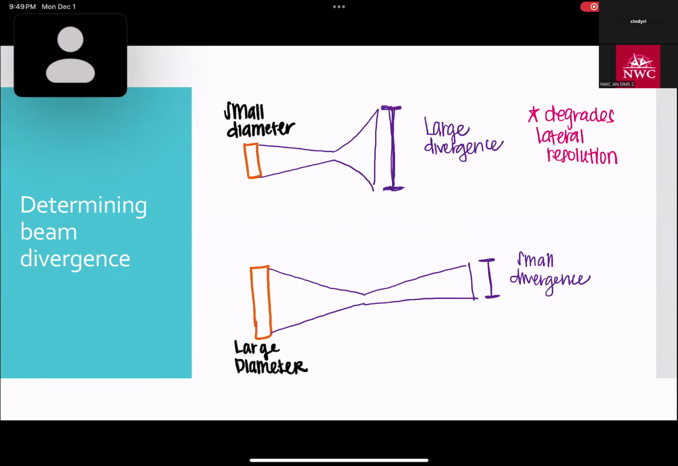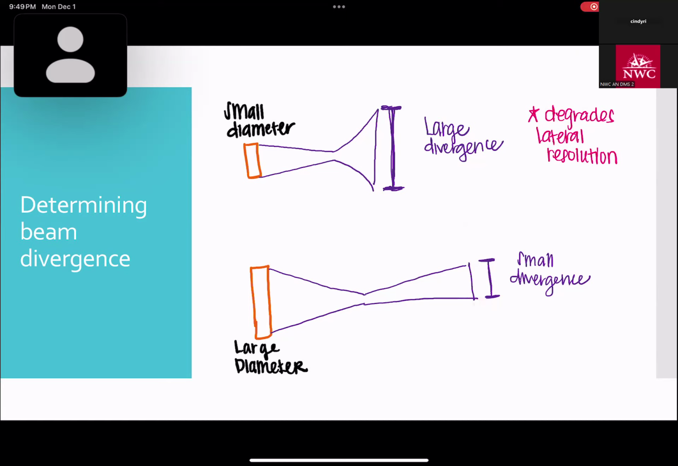So here's an example of how transducer diameter is inversely related to divergence. Whenever they're talking about the diameter of the transducer and divergence, you have to know that it's kind of opposite of what you would think, right? So a small diameter transducer has a large divergence in the beam, and a large diameter transducer has a smaller amount of beam divergence in the far field.